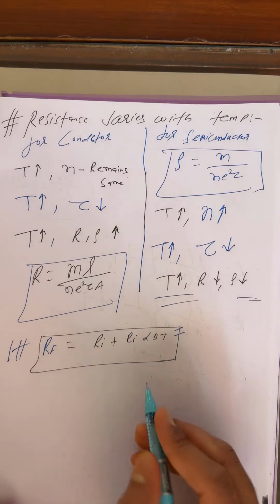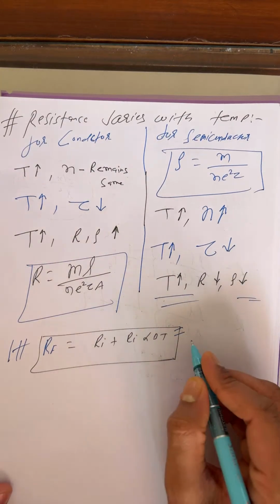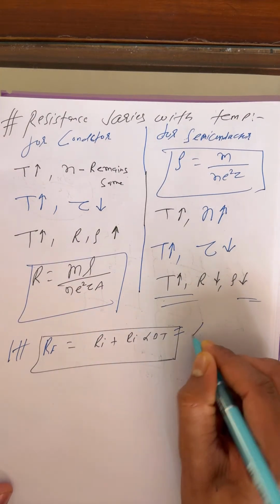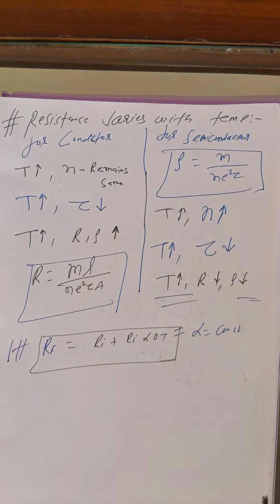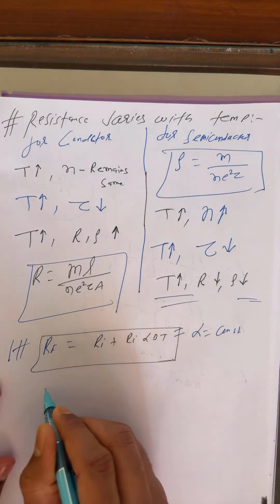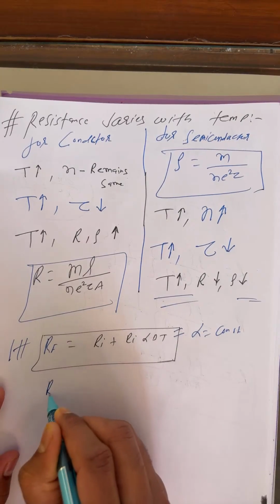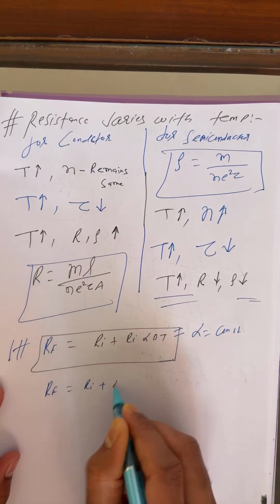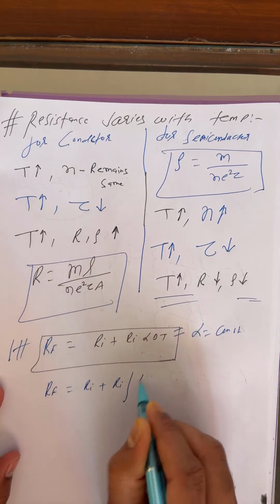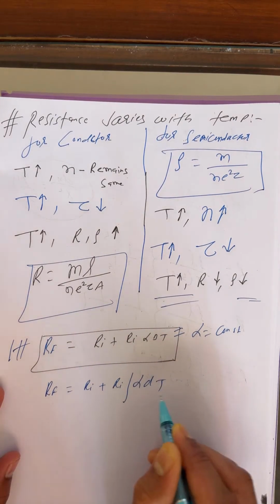You can apply this formula when alpha is constant. If alpha is not constant, then you can't apply this formula. For this condition, R final is equal to R initial plus the integration of R initial alpha dt.